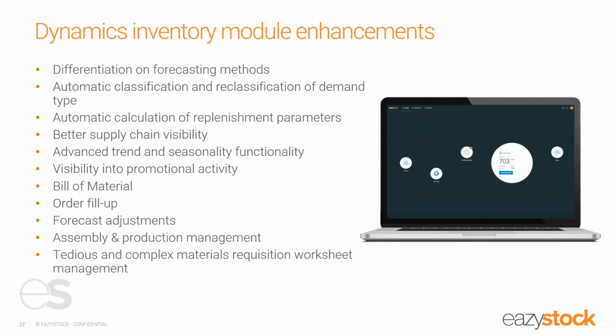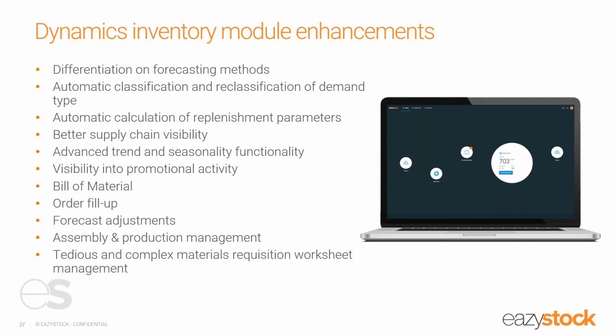Automated calculations of the replenishment parameters, offering full and better supply chain visibility amongst all of your stocking locations. The advanced trend and seasonality function, so picking up on that seasonality automatically and trend and applying or considering those within the forecasting calculations. Visibility to the promotional activities, so being able to actually see when you had thrown promotions, what kind of effects they've had.